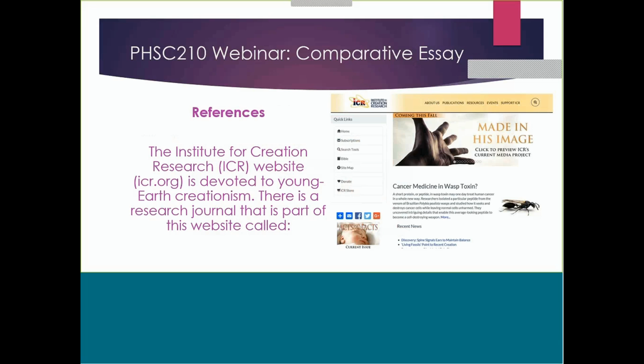And then really the founding of Creation Ministry in the United States is the Institute for Creation Research, going back several decades, many decades actually now. The Institute for Creation Research website, icr.org, is devoted to young Earth creationism. And there's a research journal that's part of this website called Acts and Facts. If you go to icr.org and go up to publications and resources, you'll see the Acts and Facts. And many of those have scholarly articles which certainly qualify as excellent sources for this paper.